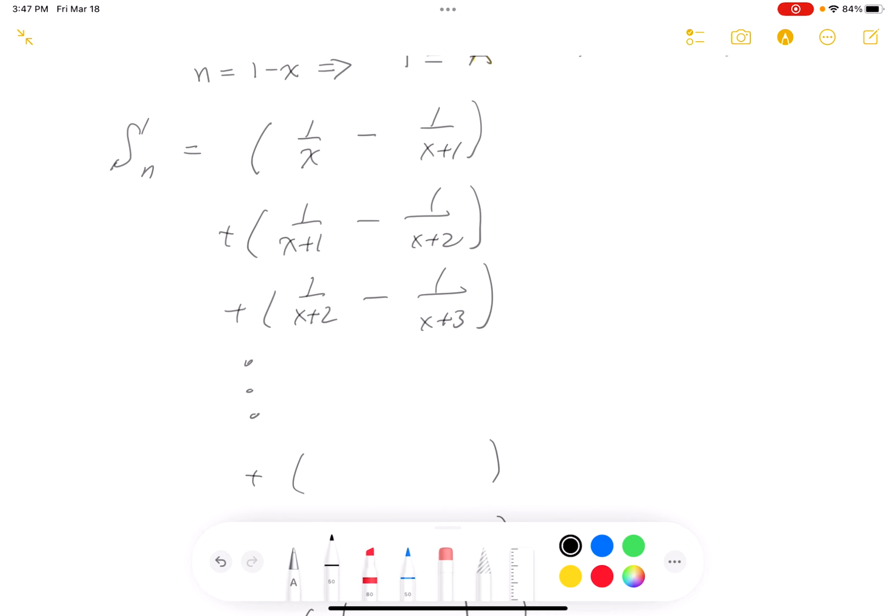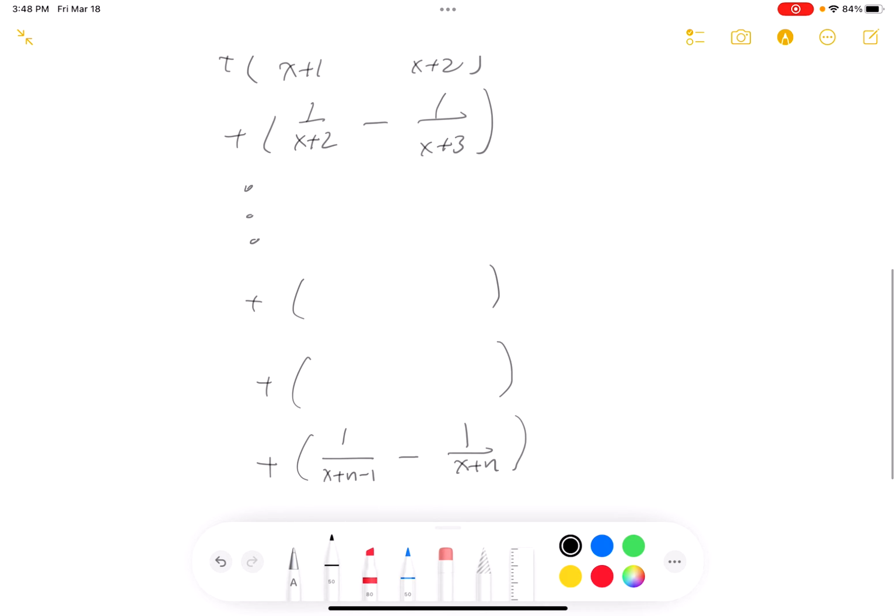I hope you realize if we're going in this direction, the numerators are increasing by 1. If we go in this direction, the numerator is decreasing by 1. And write this over here. So 1 over x plus n minus 2 minus 1 over x plus n minus 1. What's 1 before that? 1 over x plus n minus 3 minus 1 over x plus n minus 2.